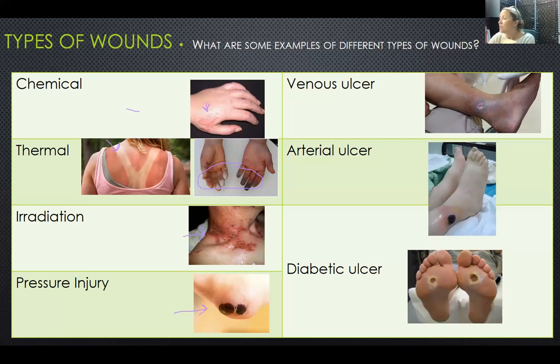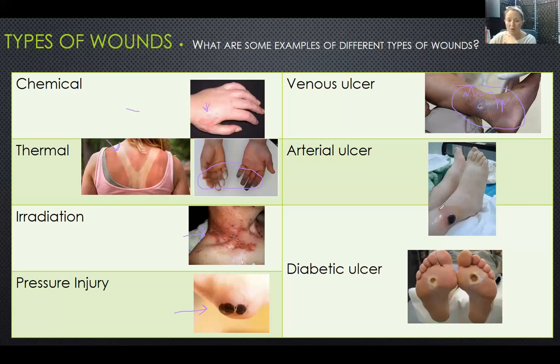When you're looking at arterial versus venous, one of the things you'll want to look at is the surrounding tissue, what all that peri-wound tissue looks like. With a venous ulcer, you'll usually see more of a darkened discoloration of the skin because there's poor venous return. So what you see is that blood is pooling. So you'll see that darkened discoloration.